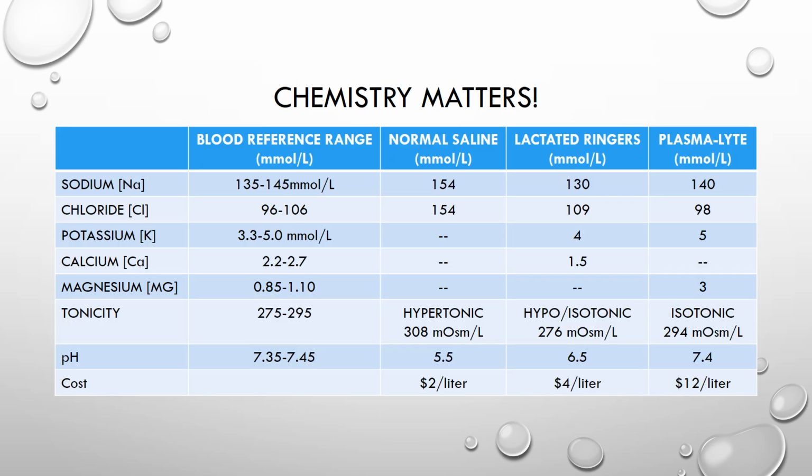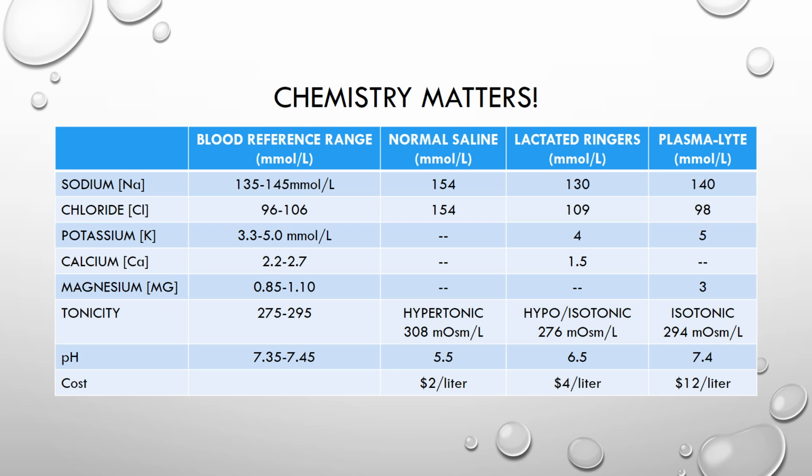So what the fluid is made of matters as well. On this chart here, in the second column, are the standard reference values for chemistry 7, and these vary from lab to lab, but they don't vary all that much. Largely, your sodium in your blood is somewhere around 140. The lower limit of normal is 135. The higher limit of normal is 145.